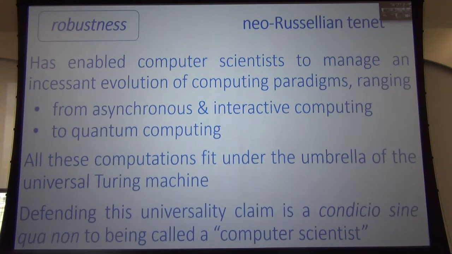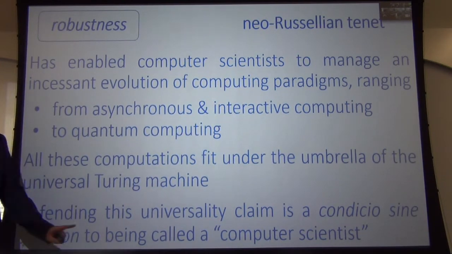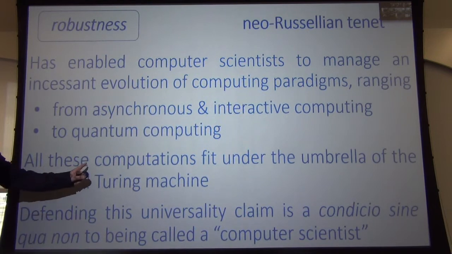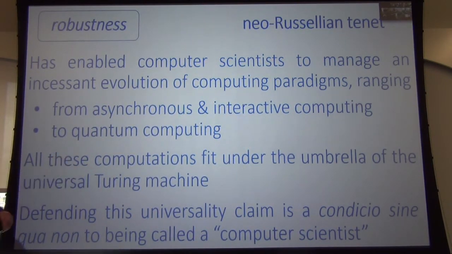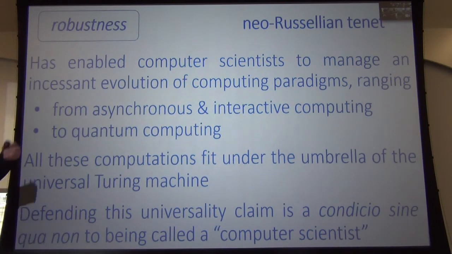And defending this claim, this universality claim, is a conditio sine qua non to being called a computer scientist. And if you are a computer scientist and you start to question the claim, and there are people like this in the history as well, like Giuseppe Longo is one person, Carl Hewitt is another example, if you start to question the claim, you're moved to the fringes of computer science.